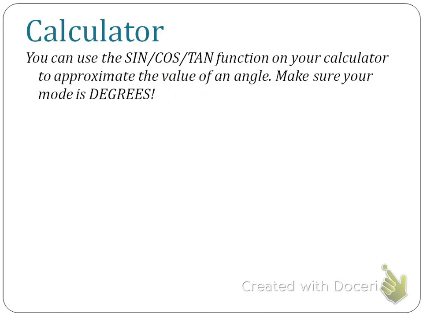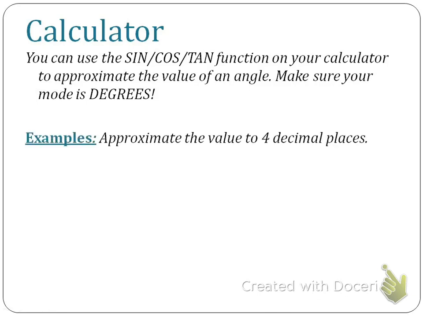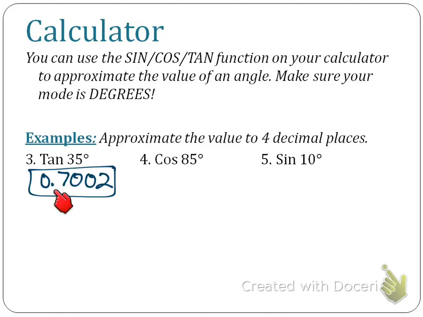We're going to use those, and we're going to make sure your mode is in degrees. I think everybody's default mode is already in degrees. So we're going to approximate these values to 4 decimals. Some of your calculators, you're going to have to hit 35 and then hit tangent. But if you have those blue calculators, you hit your tangent button and then 35. You should get 0.7002 approximately.